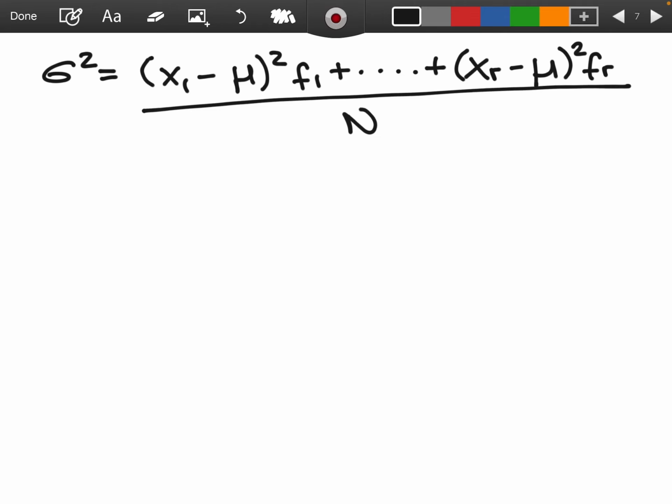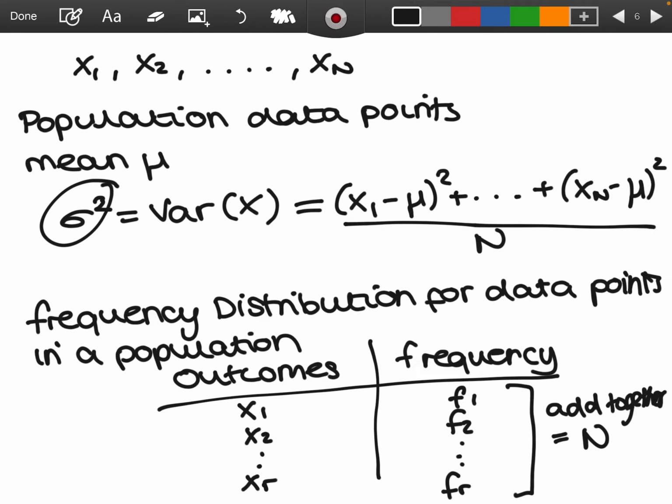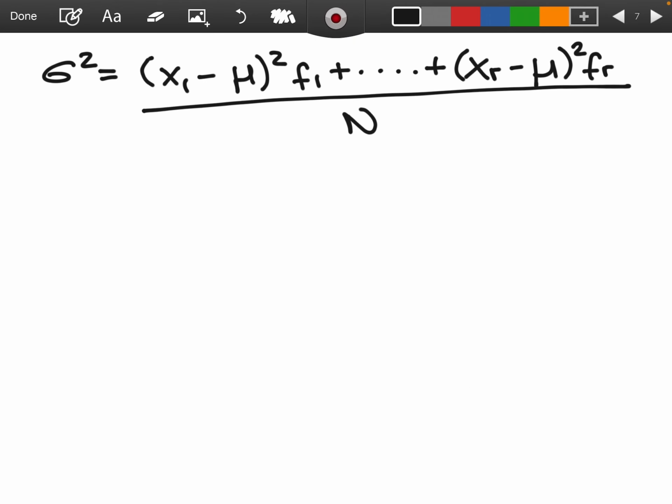When you're given a set of data points, you use our second formula, where we just add together the square of the distances of each of the points from the mean, and then you divide by the number of data points that there are. Or if you have a frequency distribution, you figure out its mean, then you find the distances between each of the outcomes and the mean, square it, but then multiply it by each of the frequencies, and then you divide that sum by the sum of the frequencies, which would be n.